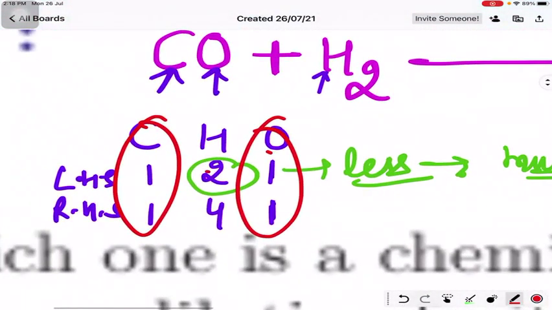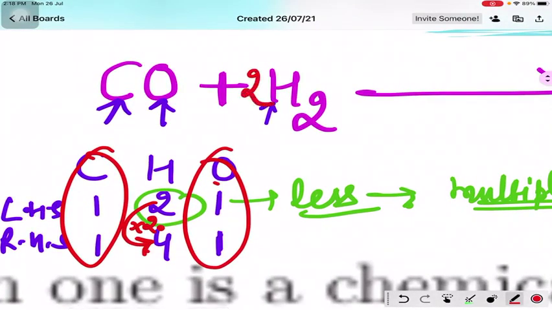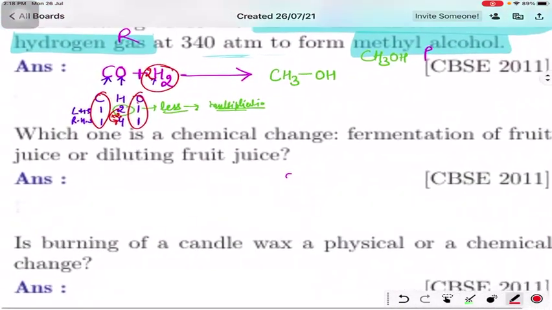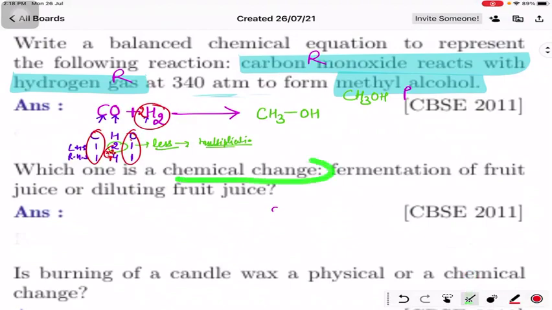Now in order to double, this is 2 to 4, it means we will be getting 4 by multiplying 2 by 2. It means just multiply it by 2. So this is your balanced chemical equation. Next is, which one is a chemical change?